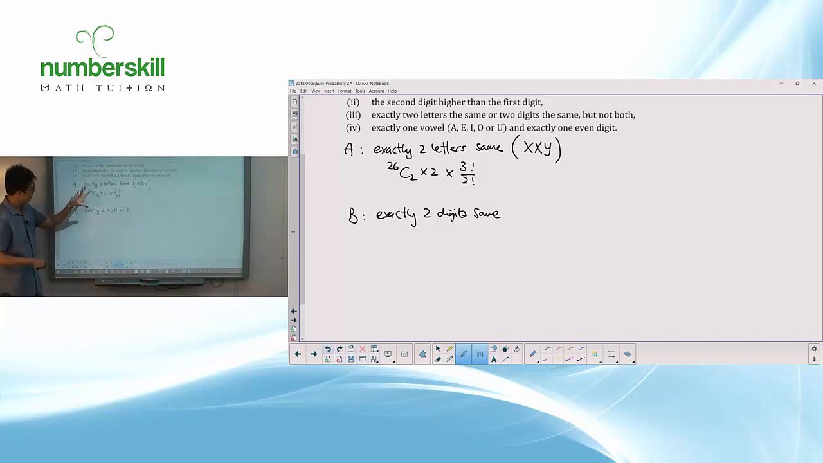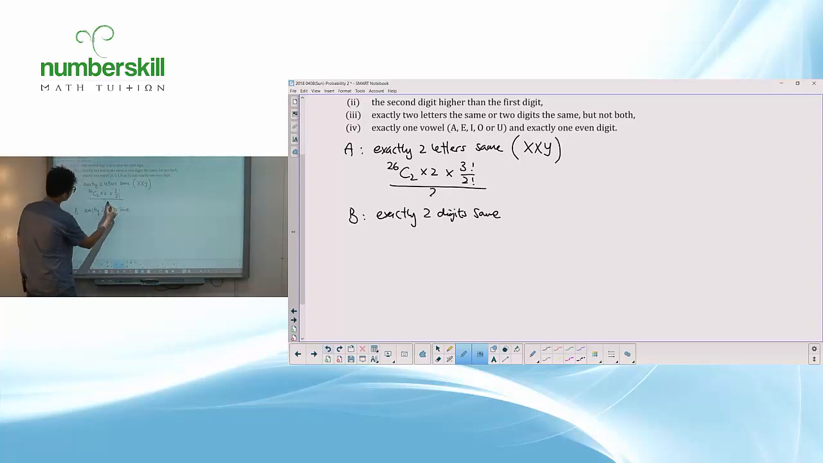Okay, so but anyway, are we all clear about case 1? Or rather, not case 1. This is event A. Exactly two letters the same. I think we cover everything already, right? So that will be 26 cube. That's the probability of your event A happening. Exactly two letters the same.